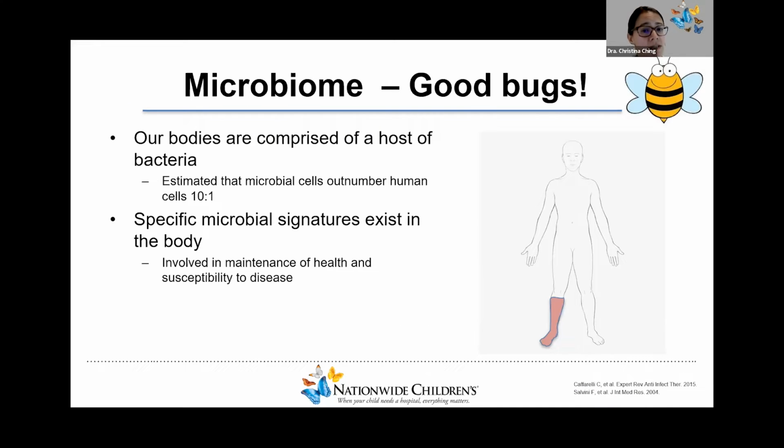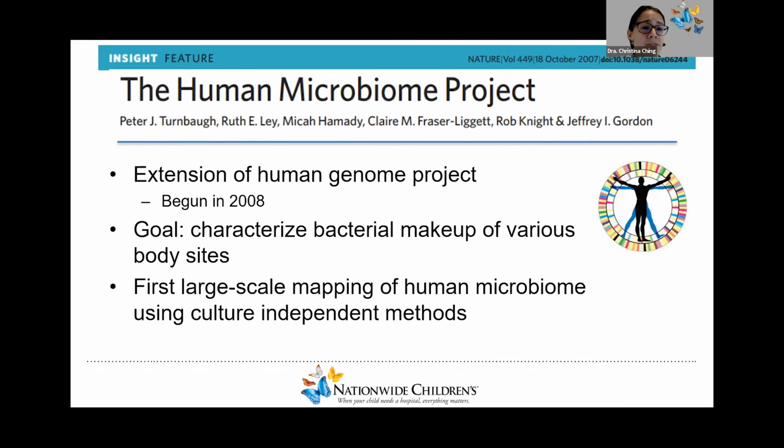An important concept related to UTI susceptibility is knowing that our bodies are comprised of a host of bacteria at baseline. Dr. Vasquez very nicely outlined this, but really the bacteria cells outnumber our human cell numbers by 10 to 1, with this schematic giving you a sense that our own cells only comprise part of a leg relative to the other cells to which our body plays host. As a result, specific microbial signatures exist in our body that are involved in the maintenance of health and susceptibility to disease. Our understanding of the human microbiome is predominantly a result of the Human Microbiome Project.